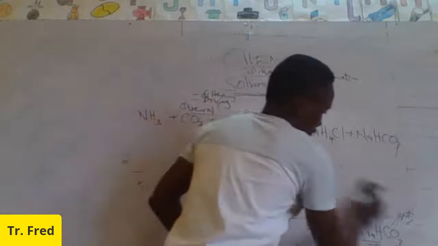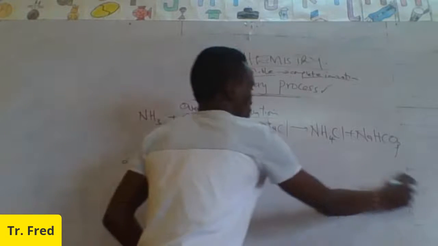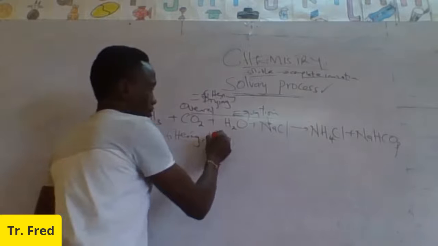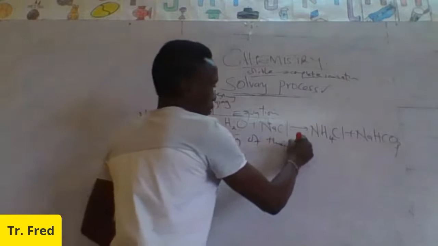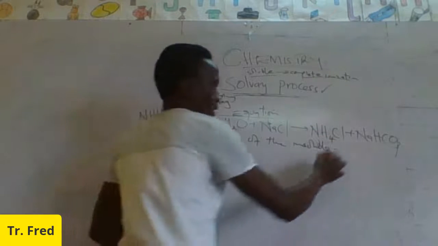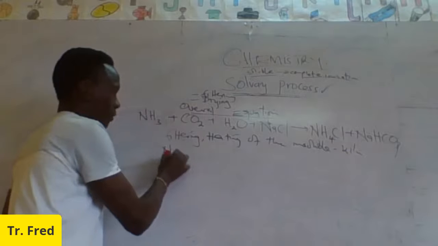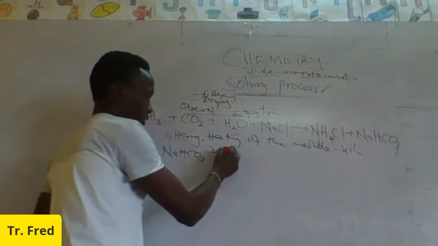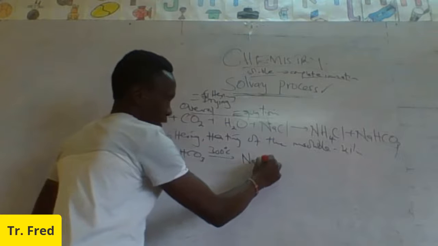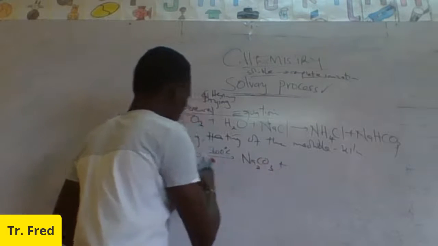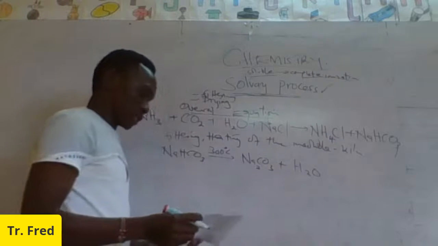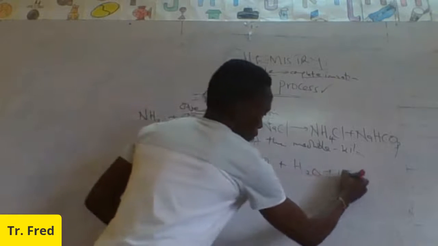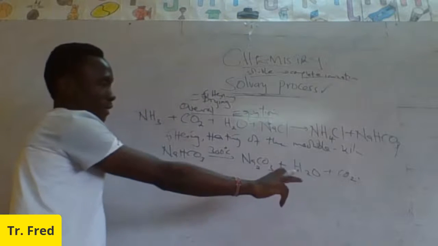Now since we have come up with the overall equation, the next process will be filtering and heating of the insoluble one. And this one takes place in the kiln, whereby sodium hydrogen carbonate is being heated at a very high temperature of almost 300 degrees Celsius to form sodium carbonate plus some water here. Remember, this is the next step that takes place in a chamber known as the ignition chamber. So there is also some process.